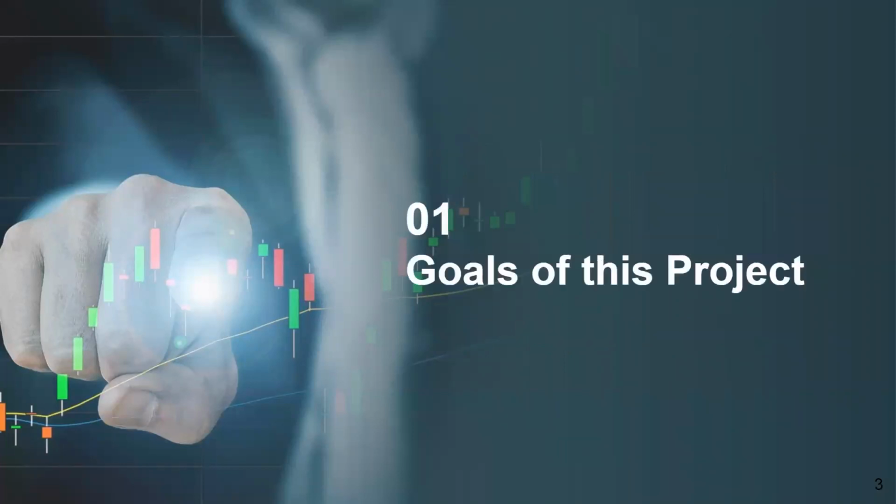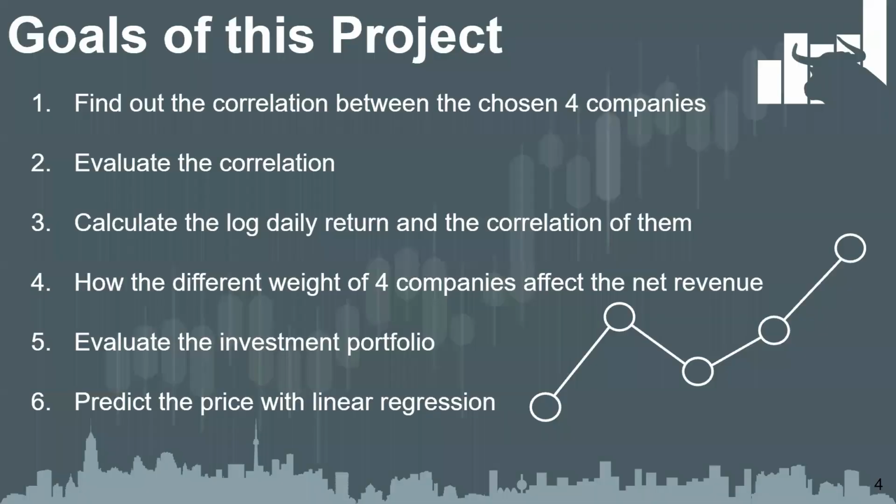The first part is the goals of the project. As we mentioned on our topic, our analysis will include four companies. As we all know, these four companies come from four different industries. So the first goal is to find out the correlation between the chosen four companies and then evaluate them. Are they highly correlated or have no relationship?